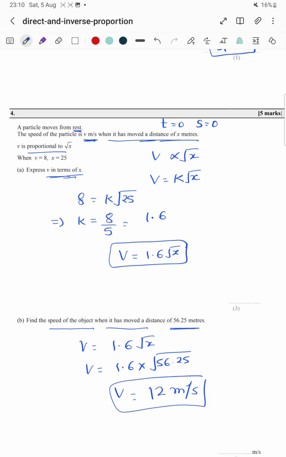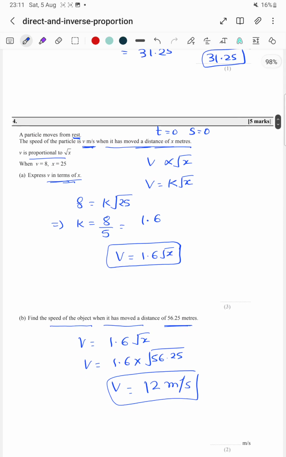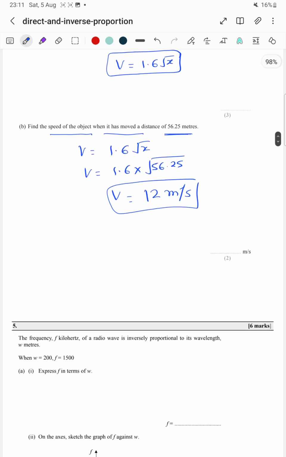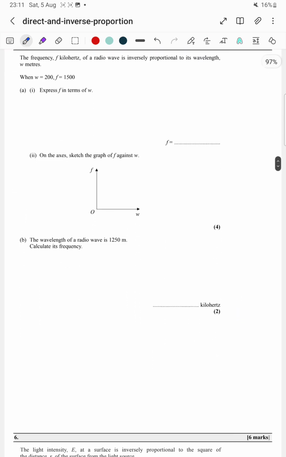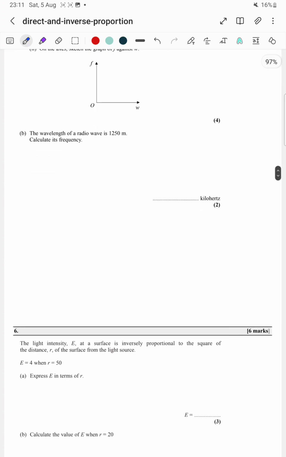I have covered some of the parts of this worksheet. There are a lot of questions, but I hope you have got an idea now. Some of the questions will be based on inverse proportion also, and that we will be discussing in our next video. So keep watching.